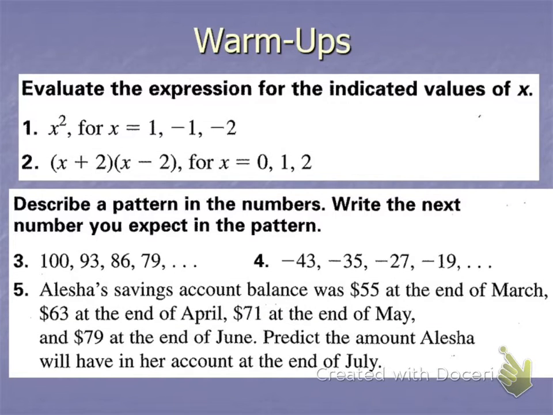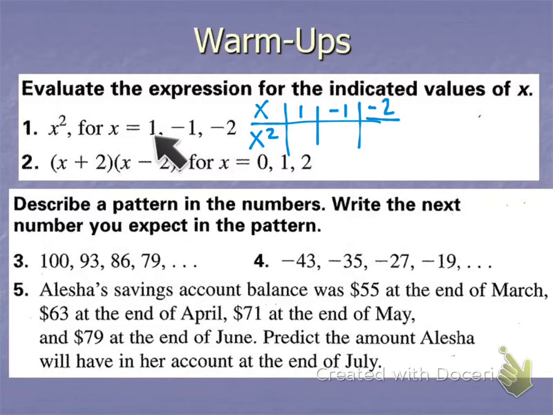First, for our warm-ups, 1 and 2, we need to evaluate the expressions for the given variables. An easy way to organize your answers for this would be to make a table. So like x versus x squared. If you didn't do it this way, that's not a big deal. This is just how I'm going to organize it. So I know for x, I'm plugging in 1, -1, and -2. And I'm evaluating x squared for those values. So my answers will go below.